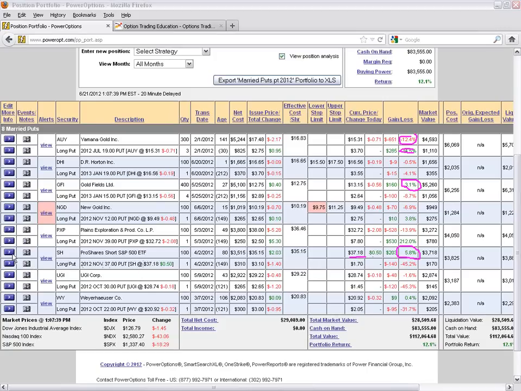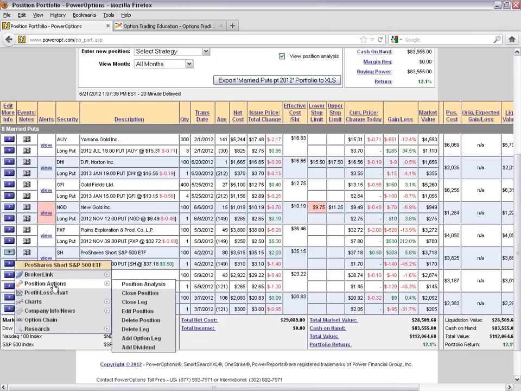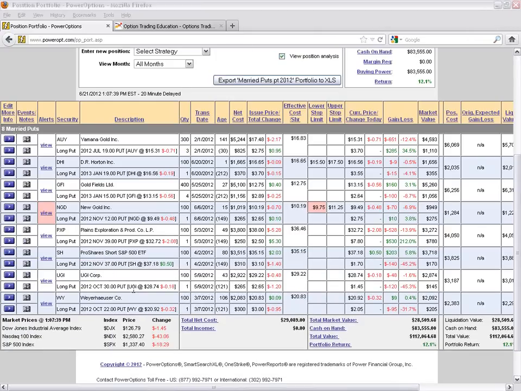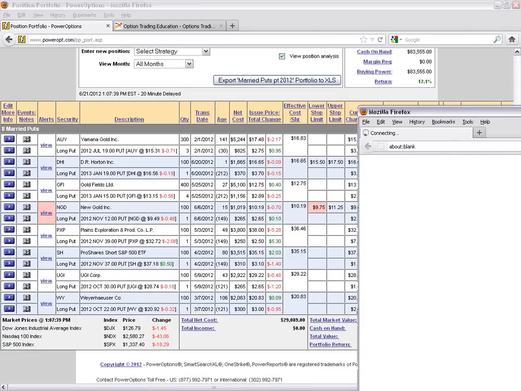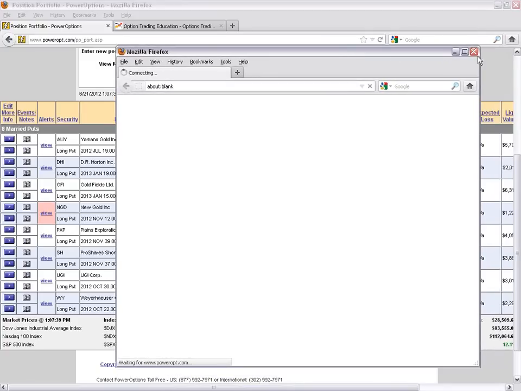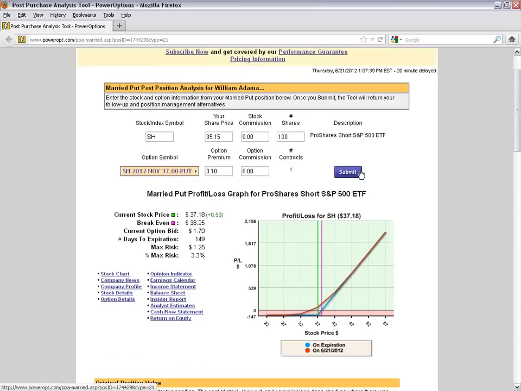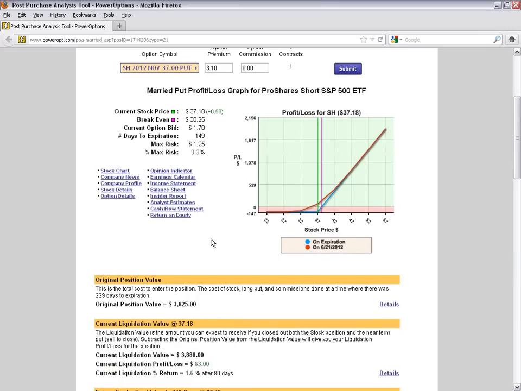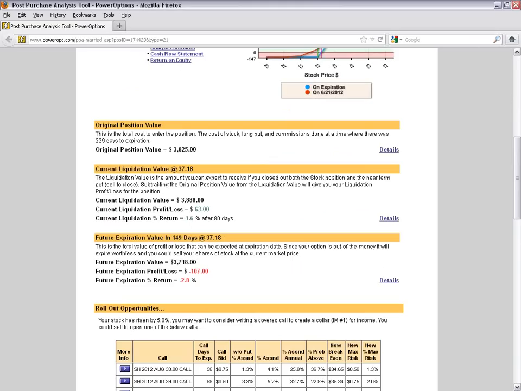So we want to evaluate some income methods, and how we can do that on Power Options. I'm going to go to the Position Actions menu from the portfolio, and I'm going to go to Position Analysis. This is going to give us a breakdown of our current position on SH. We saw that we had the initial at risk. Now we only have 149 days left to November expiration. When this was open in April, it was about 220 days. Excuse me. So we see our current liquidation value.